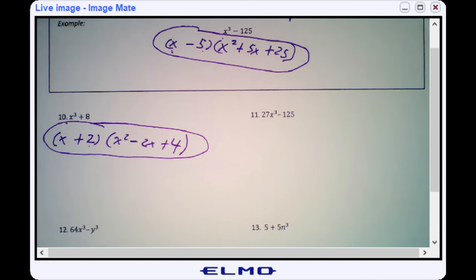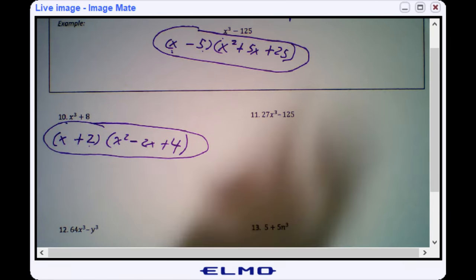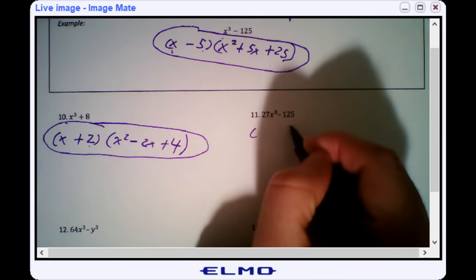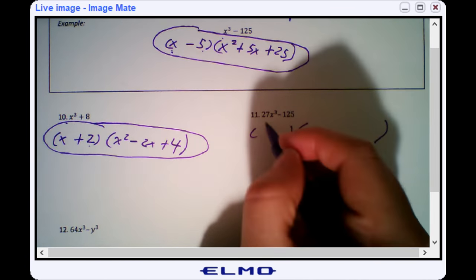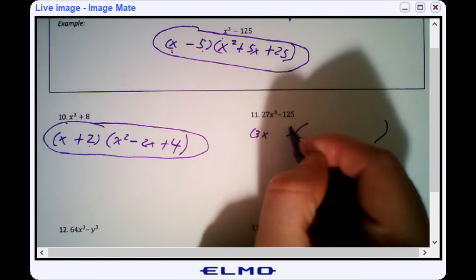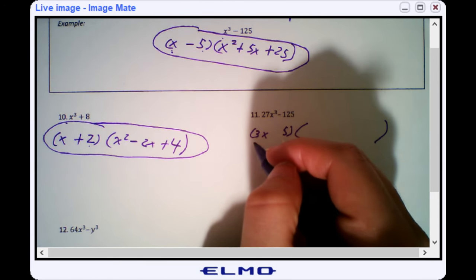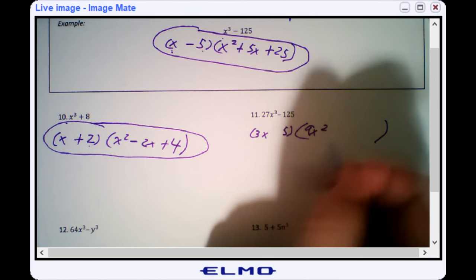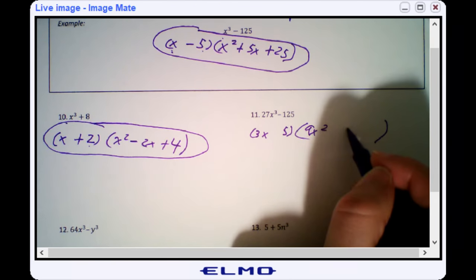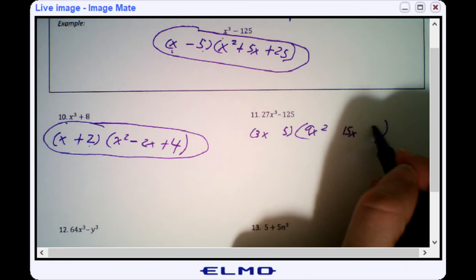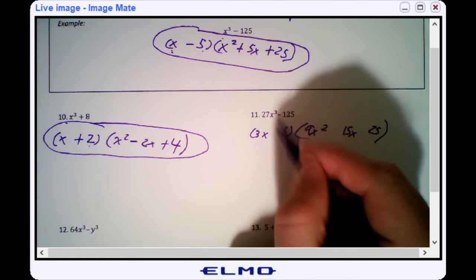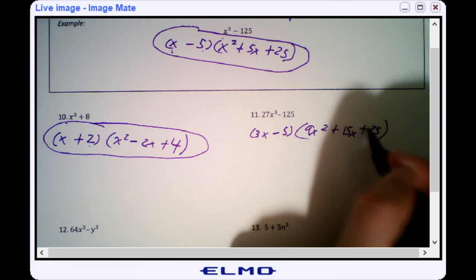For 11, 27x cubed minus 125. There is no GCF. 27 is on my list of perfect cubes. 125 is on my list. And then x cubed is obviously a perfect cube. So I'm going to do my small parentheses and my longer parentheses. Cube root of 27 is 3, so we're going to have 3x. And then cube root of 125 is 5. Square the first term, so I'm going to do 3x squared, so that's going to be 9x squared, or 3x times 3x. Multiply the two together, so that gives me 15x. Square my last term, 25. And then same, I start with negative, opposite, always positive.